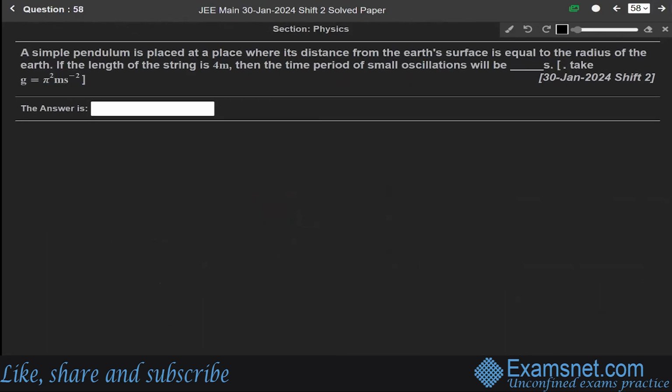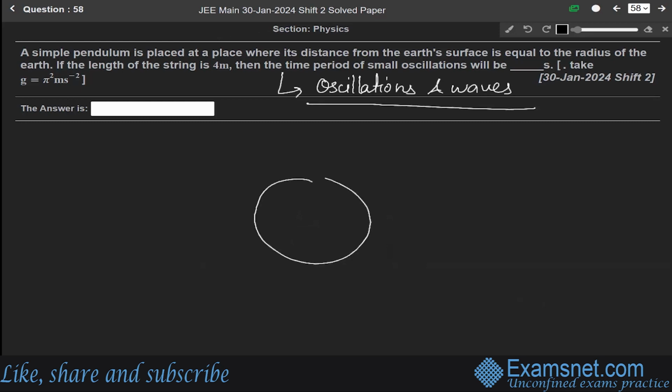Now next, question 58. A simple pendulum is placed at a place where its distance from the Earth's surface is equal to the radius of the Earth. If the length of the string is 4 meter, then the time period of small oscillations will be. This question is from the chapter of oscillations and waves. Let us say this is Earth.